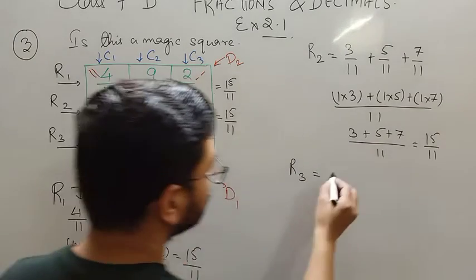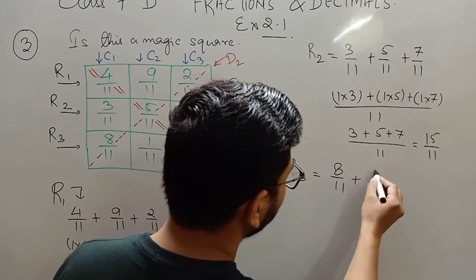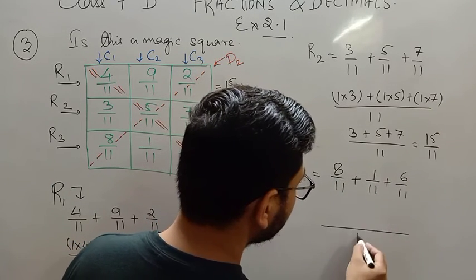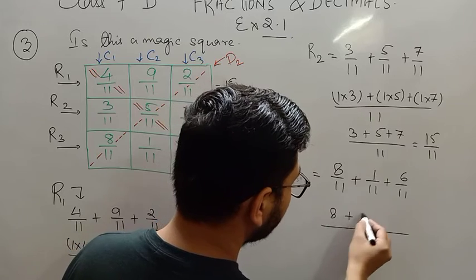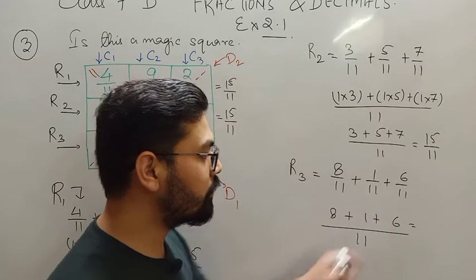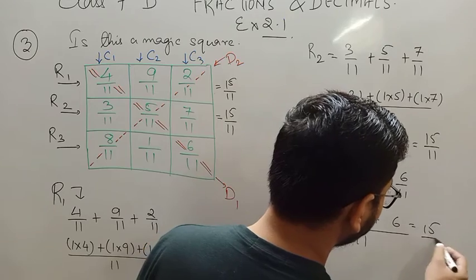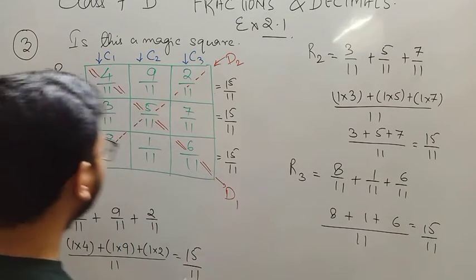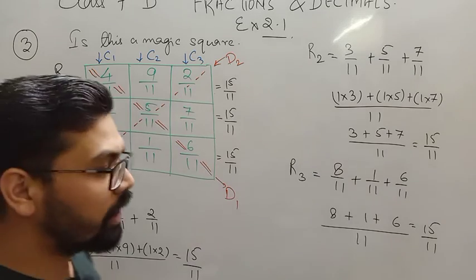8 by 11 plus 1 by 11 plus 6 by 11. The LCM is 11. So 8 plus 1 plus 6. 8 plus 6, 14 plus 1, 15 upon 11. That means the summation of R1, R2 and R3 are equal.